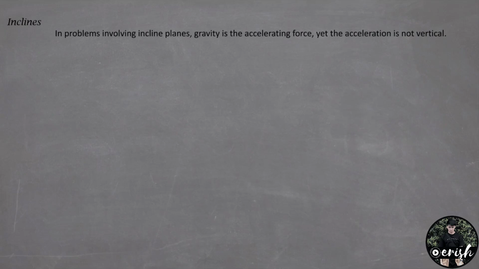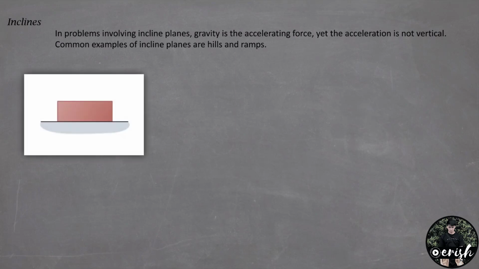An object placed on a tilted surface will often slide down the surface. In physics, a tilted surface is called an inclined plane. In problems involving inclined planes, gravity is the acceleration force, yet the acceleration is not vertical. Objects are known to accelerate down inclined planes because of the unbalanced force. Common examples of inclined planes are hills and ramps.